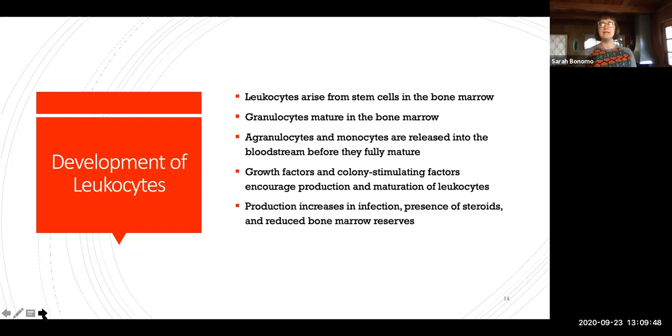We can see an increased production of leukocytes, remember the white blood cell category, whenever we have infection, if someone is using steroids, and if for some reason they have a reduction in their bone marrow reserves. And that can happen for a lot of different reasons. One of the reasons is we give you a medication that suppresses the bone marrow. There are some genetic disorders that can contribute to this. So anytime there is presence of infection, presence of steroids, or reduced bone marrow reserves, we're going to see increased production of these white blood cells.